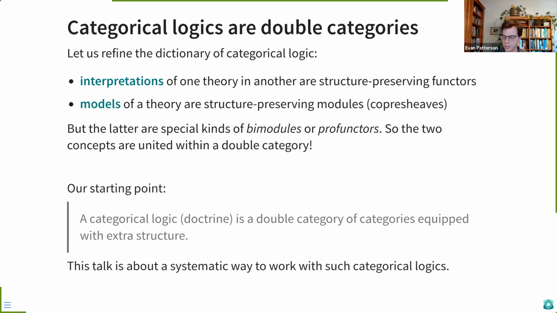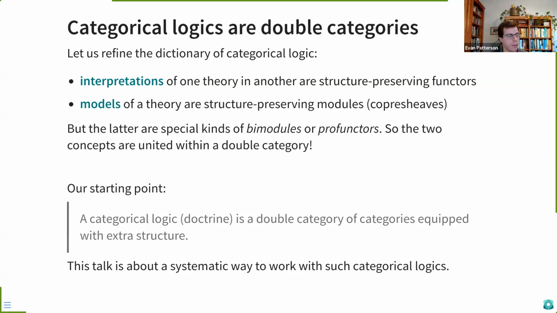So this is the starting point or the point of departure for this talk, which is to take the viewpoint that a categorical logic or a doctrine is, we're going to think of it as being a double category of categories that are equipped with some extra structure. And as I was just arguing, this gives us a single setting in which we can look at these notions of both interpretations and models within the same structure. And so this talk is about a systematic or meta-level way to work with such categorical logics.